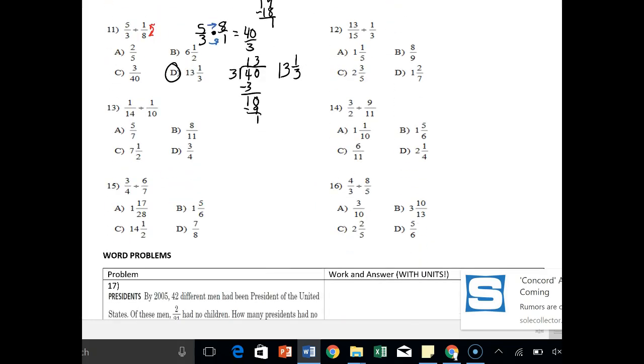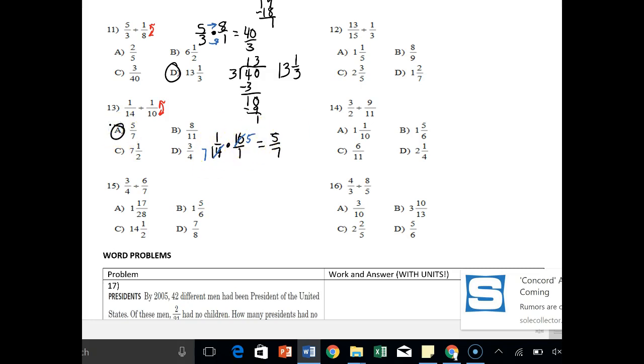For number 13, again, before you say there's nothing to cross-cancel, flip your second fraction. So I have 1/14 times 10 over 1. And then 10 and 14 I can both divide by 2. 10 divided by 2 is 5, 14 divided by 2 is 7. When I multiply straight across, I get 5 over 7. 1 times 5 is 5, 7 times 1 is 7.